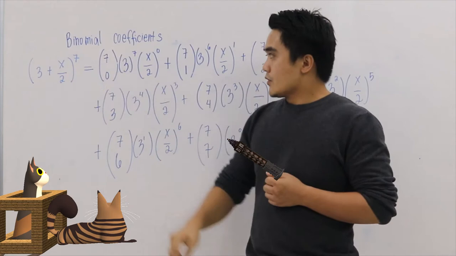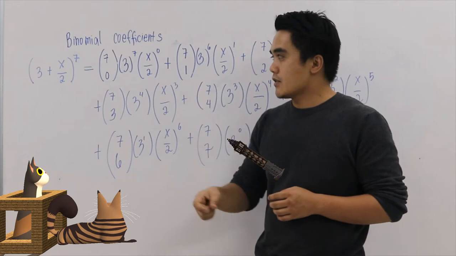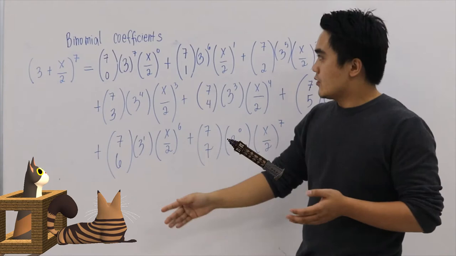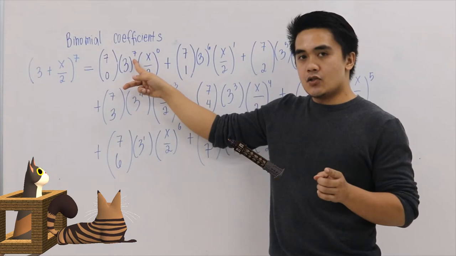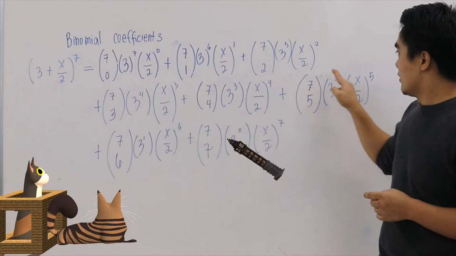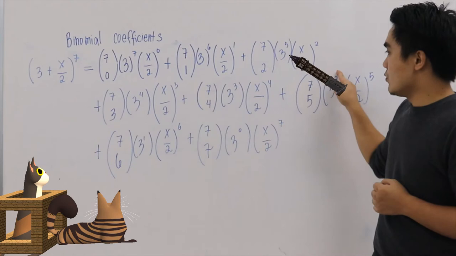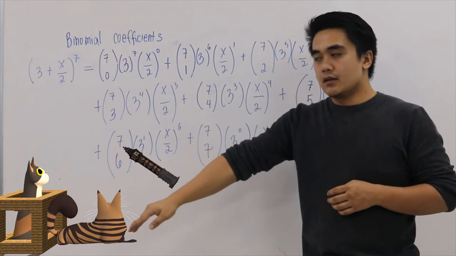So the rule is for the first term, you will start with the value of n, that means the highest exponent, which is 7. Now as you move on, you decrease the value. So start with 7, decrease by 1 integer per term as you move. So 3 raised to 7, 6, 5, 4, 3, 2, 1, and 0. Okay, so it's decreasing.